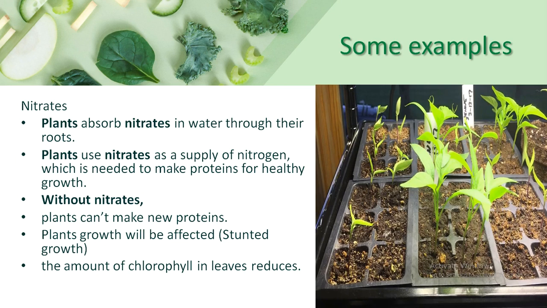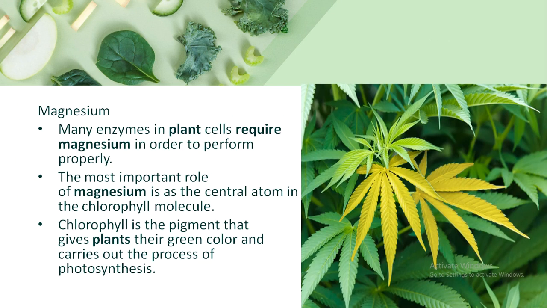The amount of chlorophyll in leaves reduces, as nitrogen helps in the formation of chlorophyll. So if nitrogen is deficient in the soil or not available to the plants, it reduces chlorophyll growth, which makes the plant leaves become yellow.